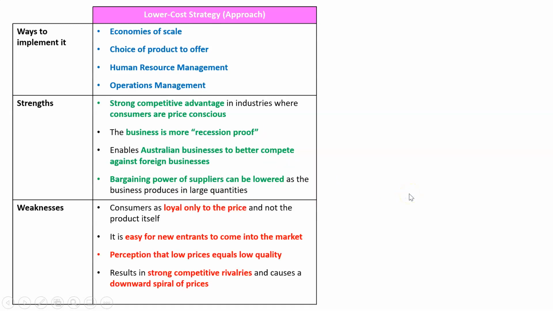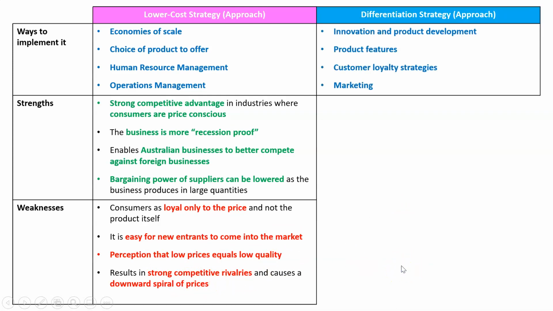But there's some bad things. Consumers are only loyal to the price, easy for people to copy you, perception that low prices are low quality, and it's just a strong downward spiral in prices if that's the only way people compete. What about differentiation? We said you can innovate and have new products, you can make better products, you can develop loyalty strategies, but marketing, create a really strong brand image.